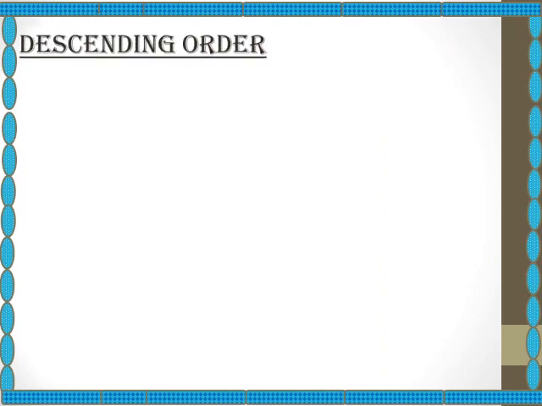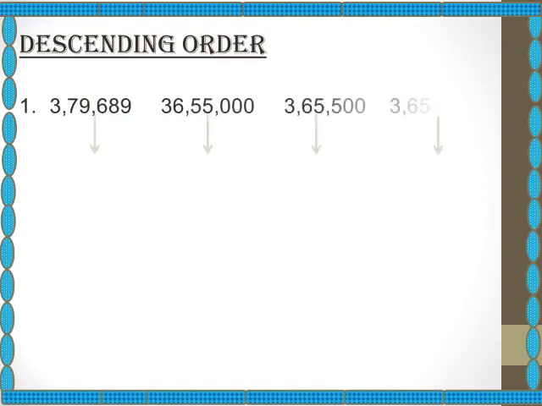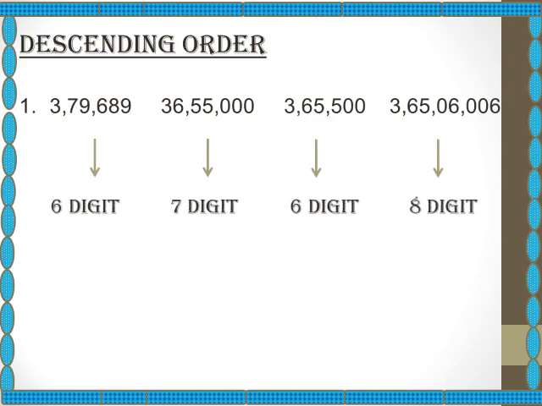Next, we will see how to arrange numbers in descending order. Look at the sum here: 3,79,689, 36,55,000, 3,65,500, 3 crore 65 lakh 6,006. To arrange in descending order, we should arrange the numbers from big to small. First, we will check the number of digits. The first number has 6 digits, the second has 7 digits, the third has 6 digits, the fourth has 8 digits. Now we will arrange the numbers in descending order.